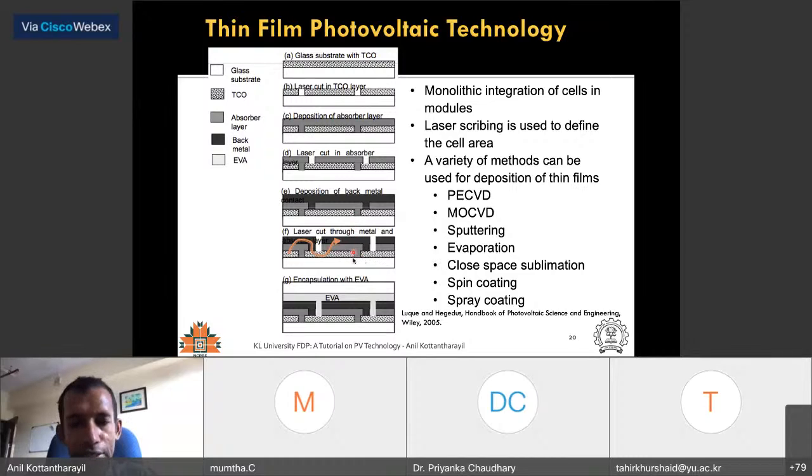The advantage here is that this is thin film, very thin, 1 micron, 2 micron, compared to 200 microns for silicon. So it needs much less material, and you can use various deposition techniques for making these thin films.